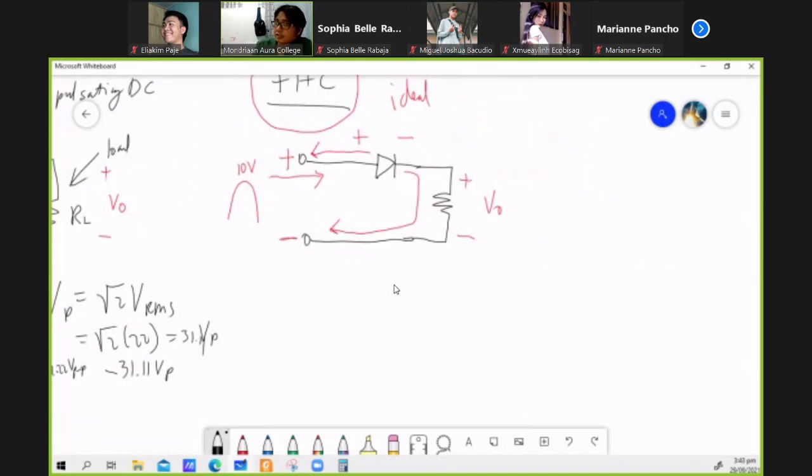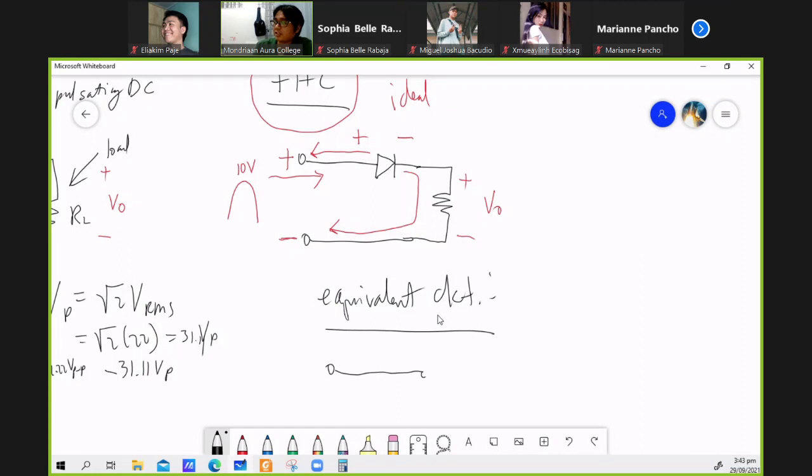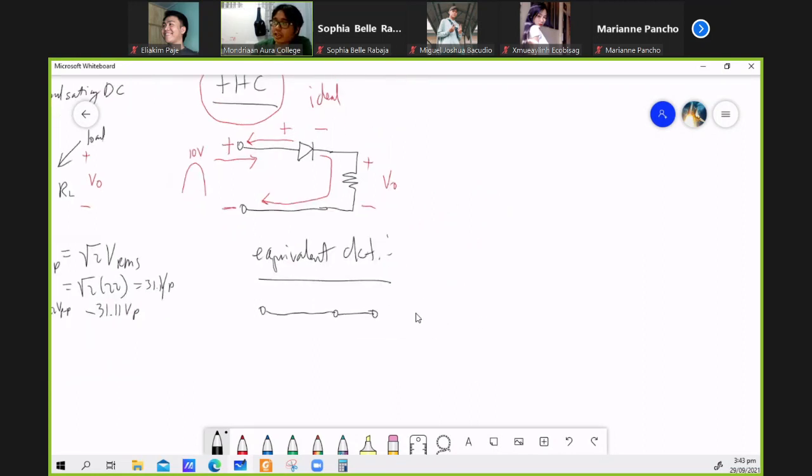So this is the equivalent circuit. So instead of the diode, i-replace natin siya ng isang short circuit or ng isang closed switch. Di ba kanina diode siya? Ngayon, closed switch na siya kasi yun ang equivalent niya kapag naka-forward bias.